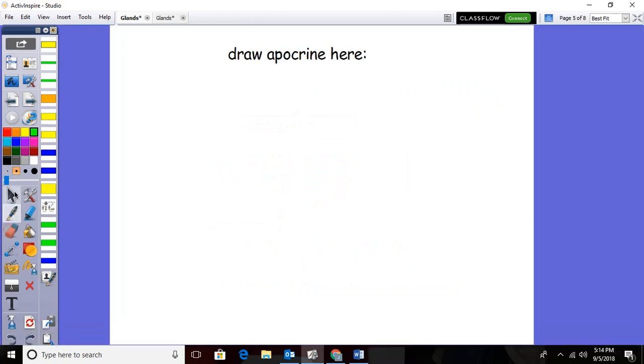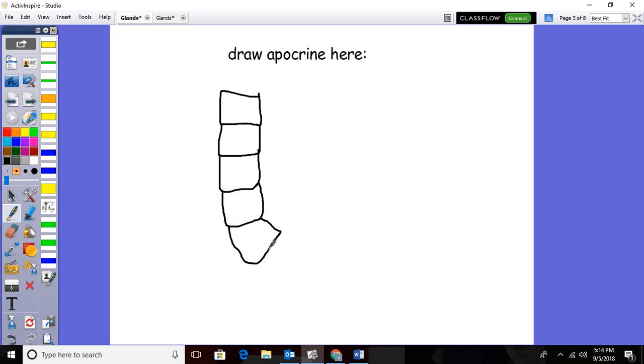Okay, so just like we did last time, we are going to draw some cuboidal shaped cells. I'm trying. It's hard drawing this by hand though, but I'm getting there.